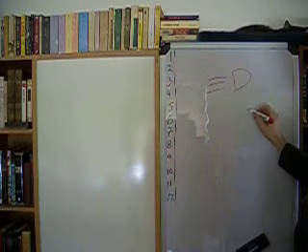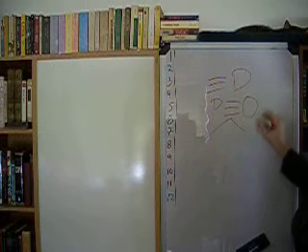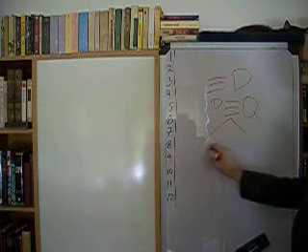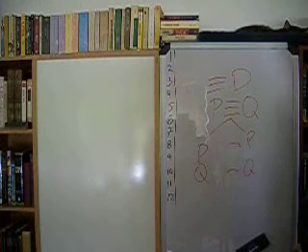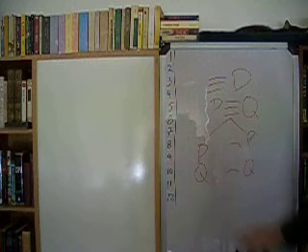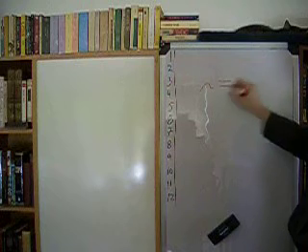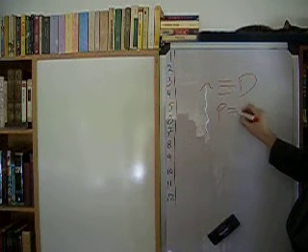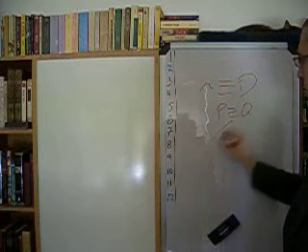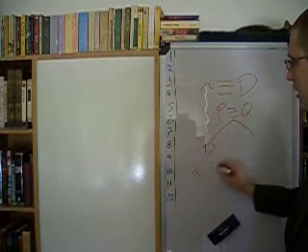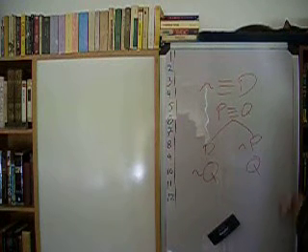Biconditional decomposition. P if and only if Q branches. P and Q, or not P and not Q. Negated biconditional decomposition. Not the case that P if and only if Q branches. P and not Q, or not P and Q.